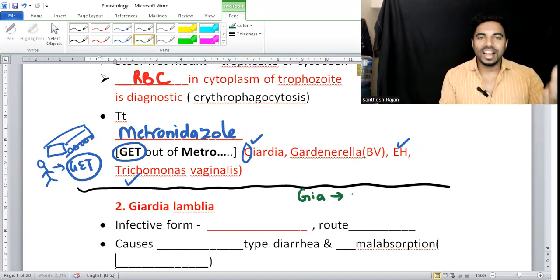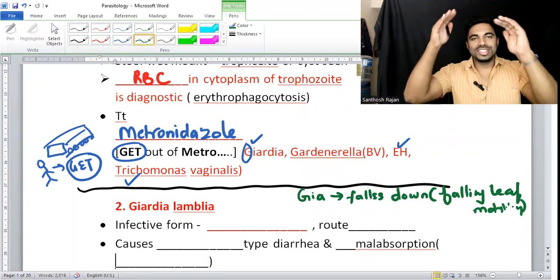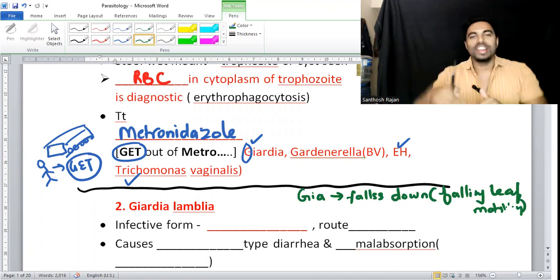Gia is the vegetable; Gia falls down. Why did I say this? Its motility is falling leaf motility. Falling leaf motility. I'm just stressing it here. So falling leaf: Giardia falls down. Giardia, falling leaf motility.